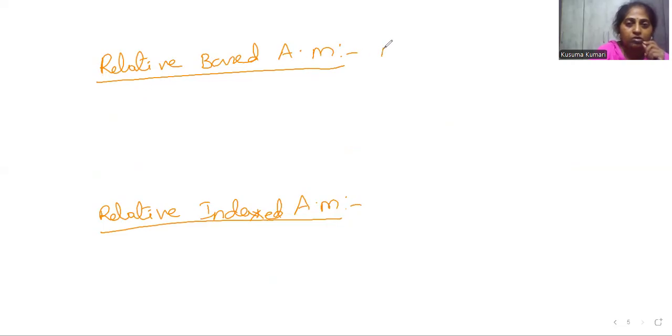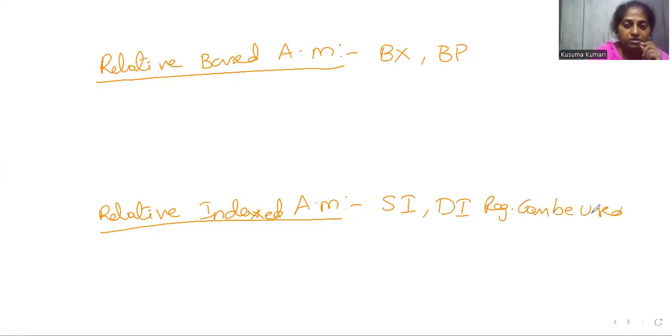For the relative based addressing mode, we can use either the BX or base pointer register. For the relative indexed addressing mode, that means index registers, either the source index register or the destination index register can be used. What is the instruction? For example, MOV AL, [BX].